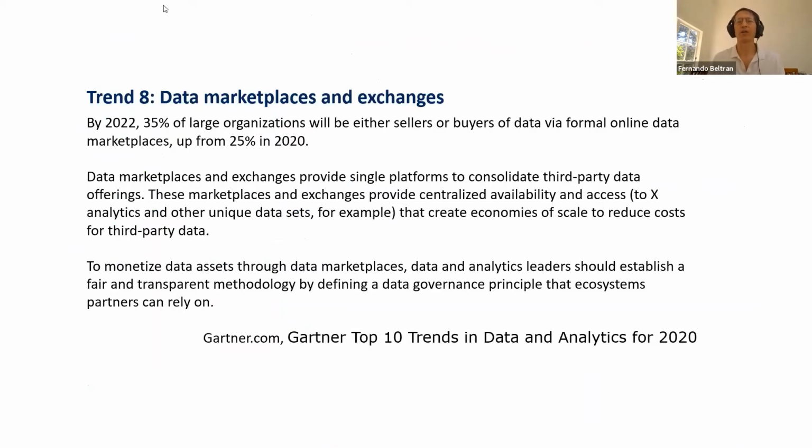All right, Gartner last year released a report saying that about 35%, about a third, of large organizations will be sellers or buyers of data via formal online data marketplaces. This is an interesting, important figure. They also call the attention of data and analytics leaders to establish a fair and transparent methodology by defining a data governance principle. This is totally in line with our own project.